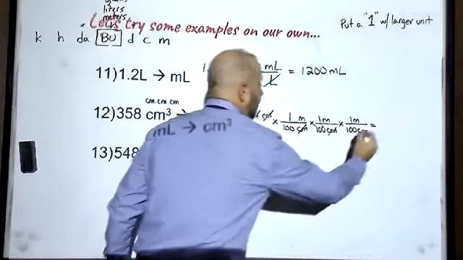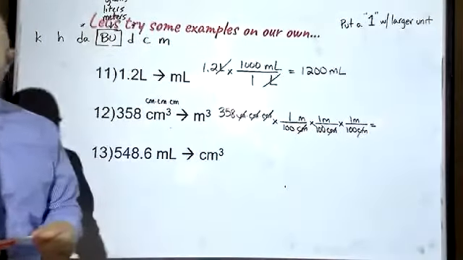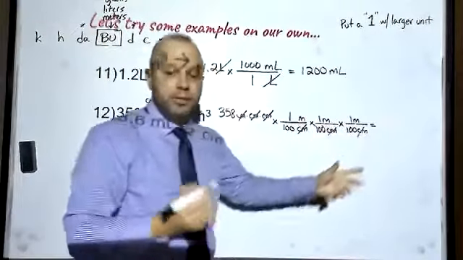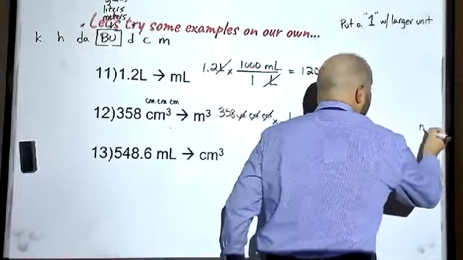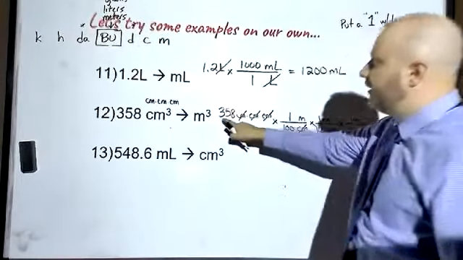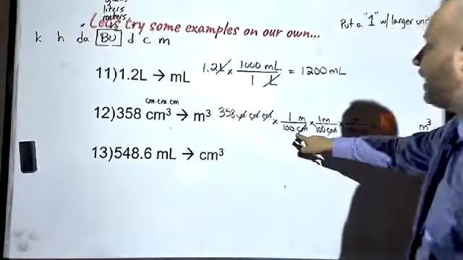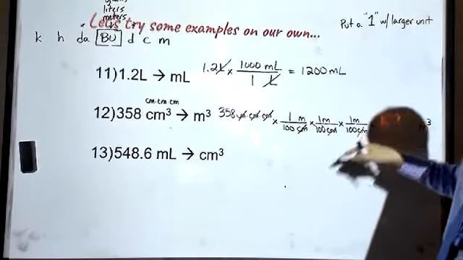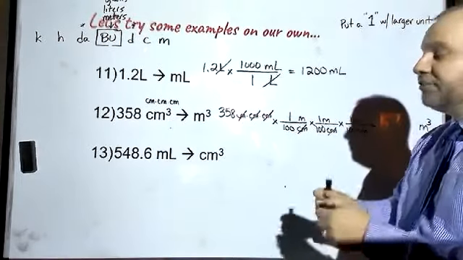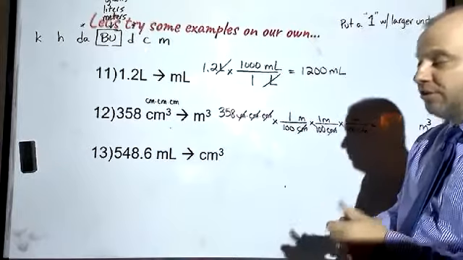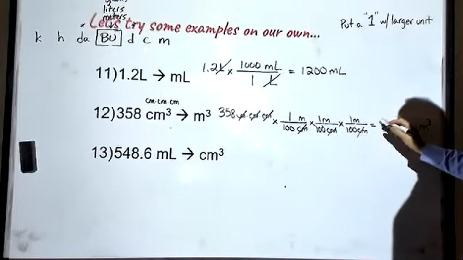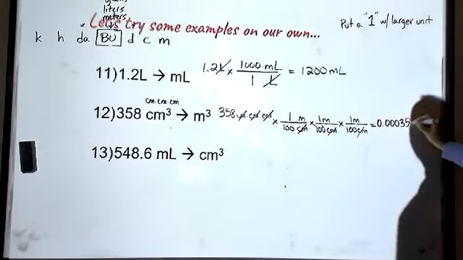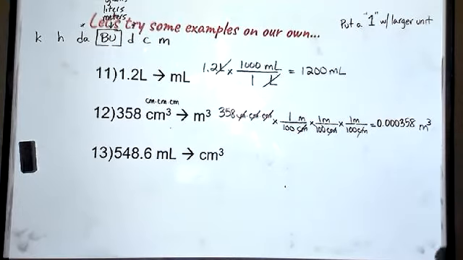So in order to cancel out a cubic unit, you have to essentially do that conversion 3 times. Centimeters, centimeters. Notice when I do that 3 times, I also end up with a cubic unit. Meters times meters times meters is cubic meters. And then finally, 358 divided by 100, divided by 100, divided by 100, and that's actually how I would type it into my calculator. So 358 divided by 100, divided by 100, divided by 100, turns out to be 0.000358 meters cubed.